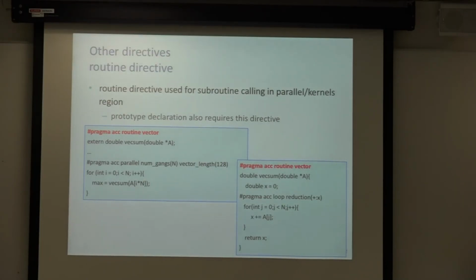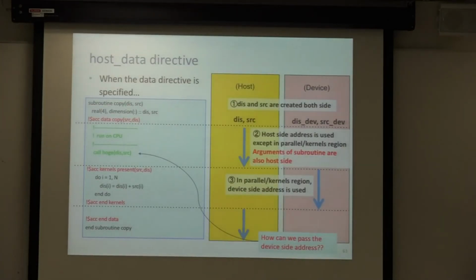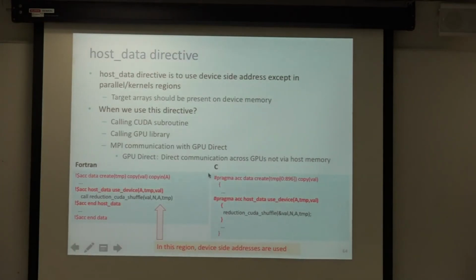And other directives. One of the important directives is the routine directive. The routine directive is used for subroutine calling in a parallel or kernels region. And the host_data directive is used for CUDA kernel code, calling a GPU library, or MPI communication with GPUDirect. GPUDirect is direct communication across GPUs, not via host memory.